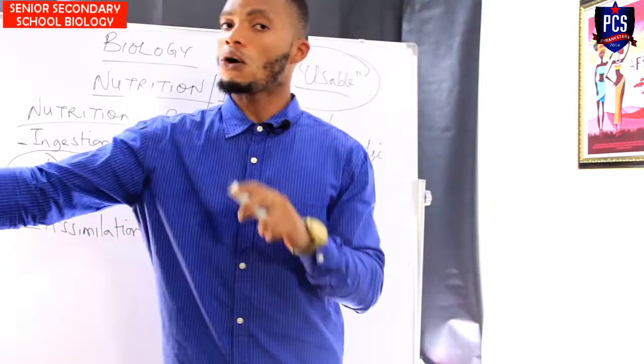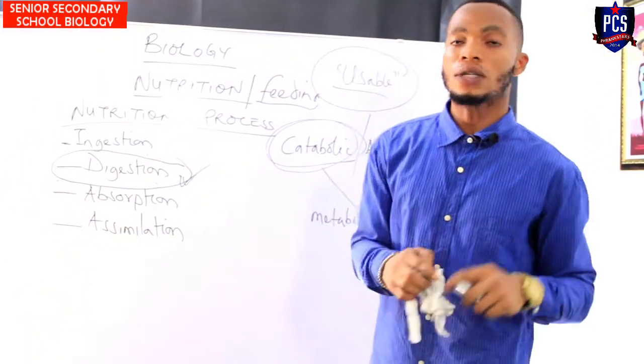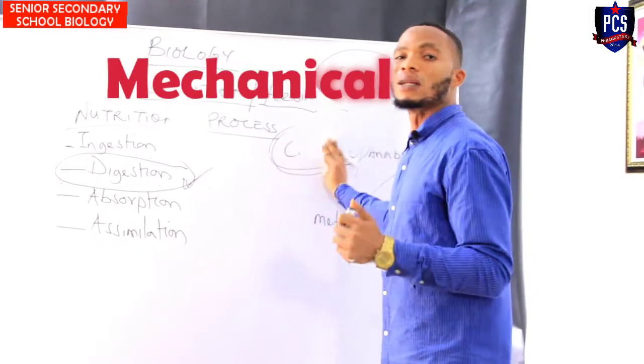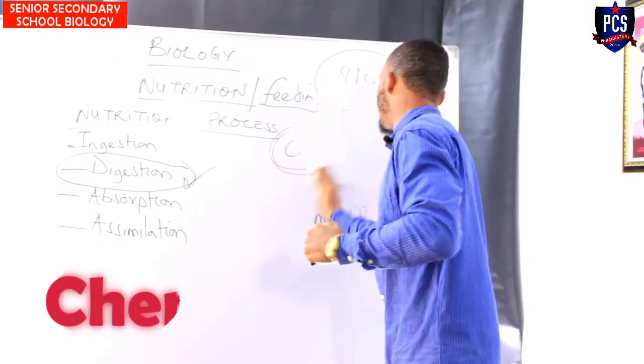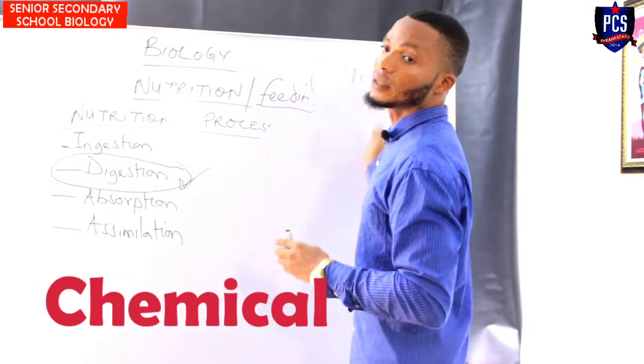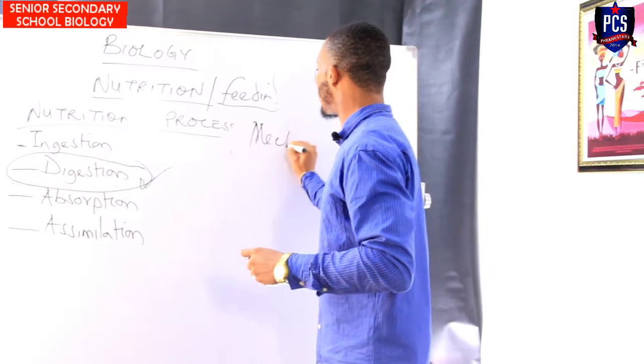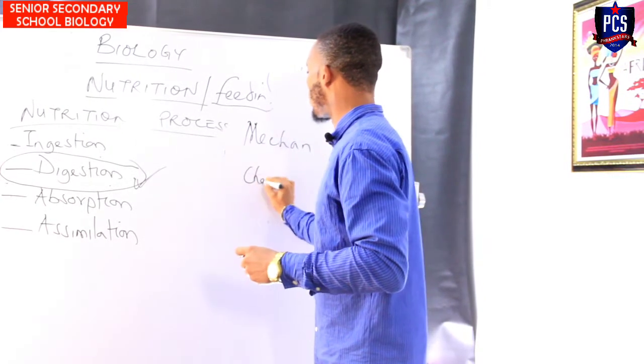Now, digestion occurs in two ways. It occurs in two processes. One is called the mechanical process, and the other is called the chemical process. One, we have the mechanical process, and two, we have the chemical process.